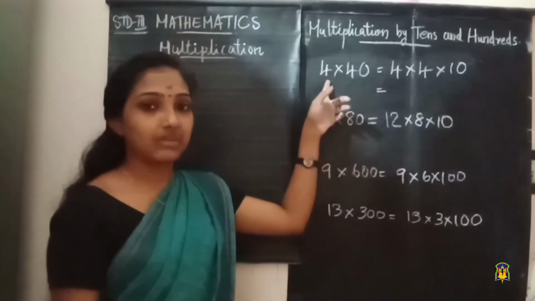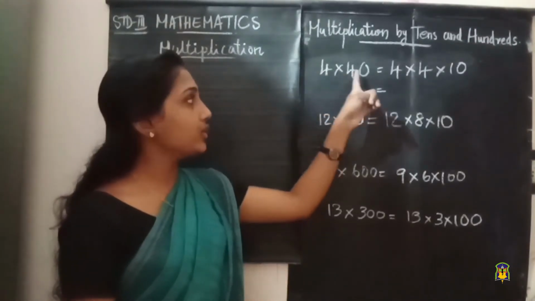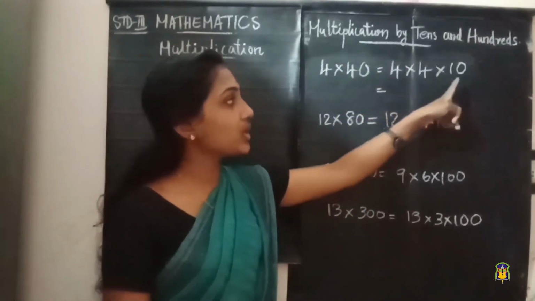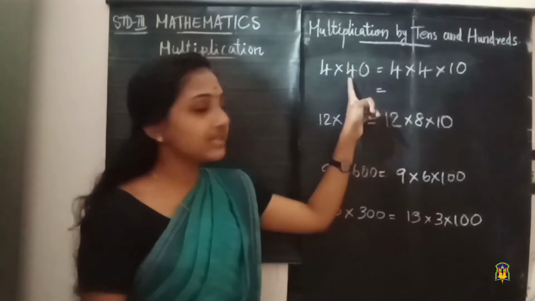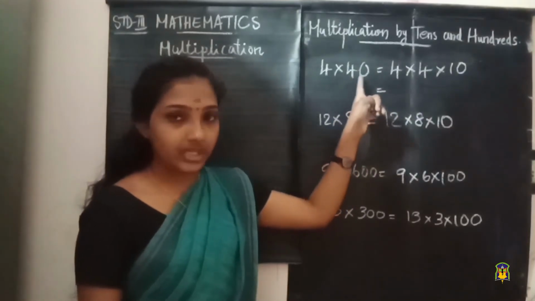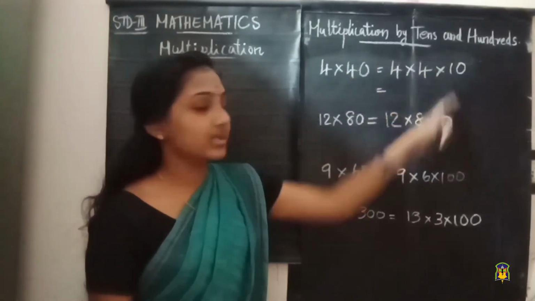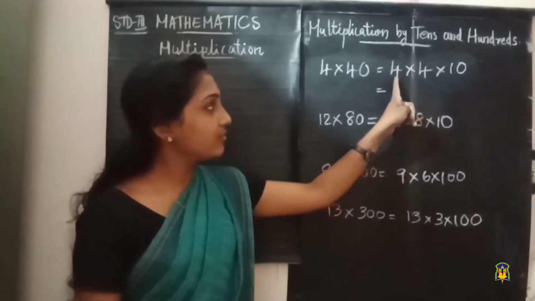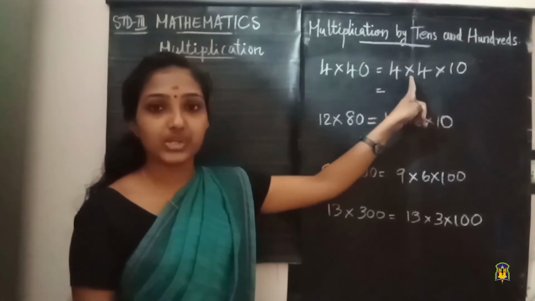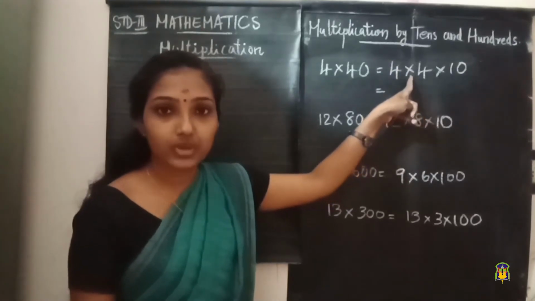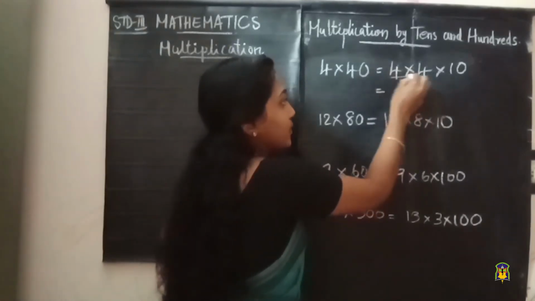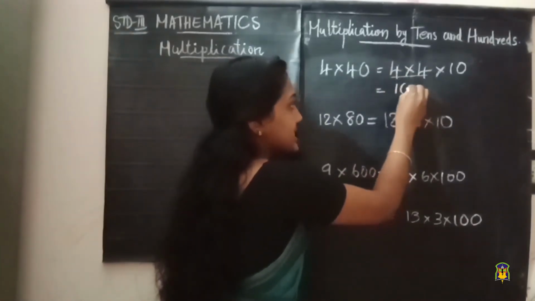To our next question. Here look, we have to multiply 4 into 40. So 40 can be written as 4 into 10, right? 4 into 10 gives 40. So here 40 can be written as 4 into 10. Now look, first we can multiply 4 by 4. What is 4 into 4? 4 into 4 gives 16, right? So on multiplying 4 into 4, we will get 16.